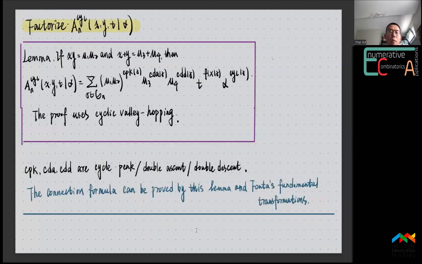The first lemma is to factorize the André cycle polynomial into more variables. In this proof, we use the cyclic value hopping, where CPK, CDA, and CDD, CDA as the cyclic analog of the peak, double ascent, and value in the linear permutation statistics. The connection formula can be proved by this connection formula and the two variants of Foata's fundamental transformation.